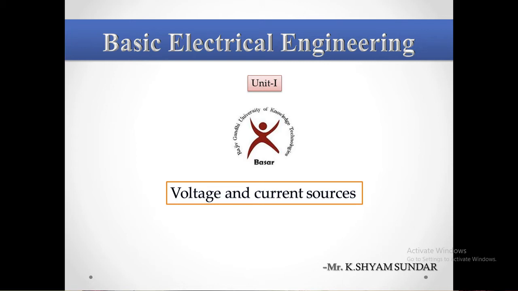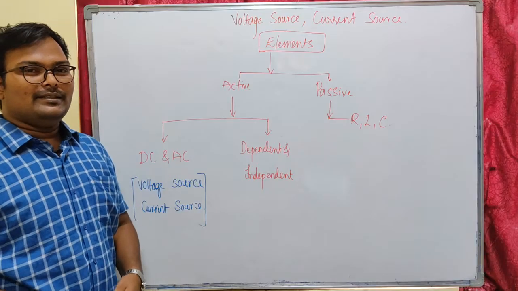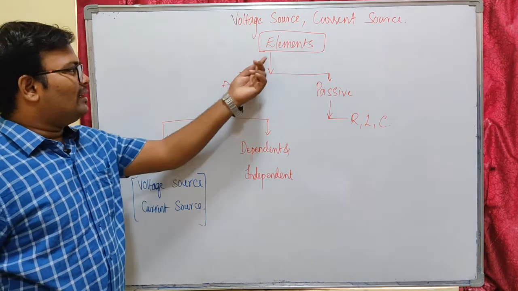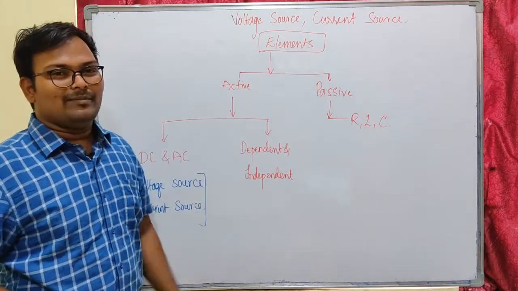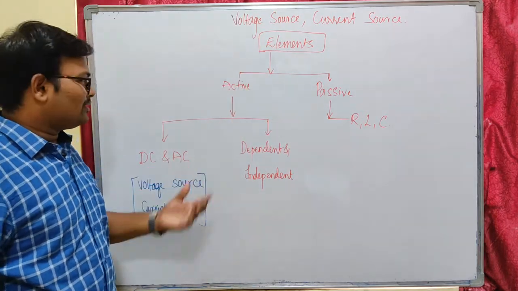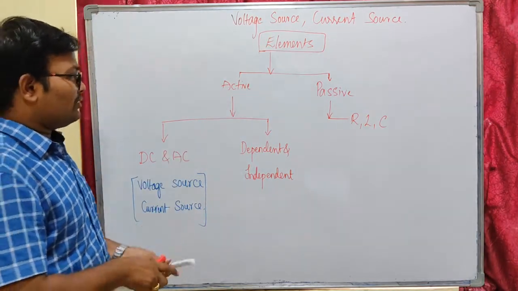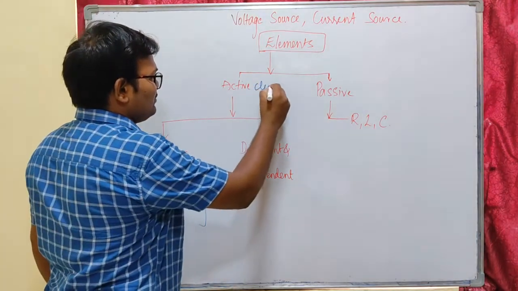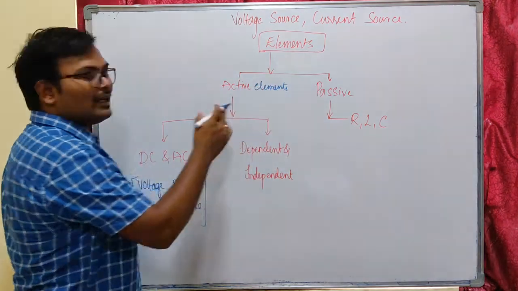Hello students, now let us see the voltage source and a current source. Basically, elements are classified into two types: active elements and passive elements. Our voltage and current sources come under the active elements classification. Voltage and current sources are active elements.